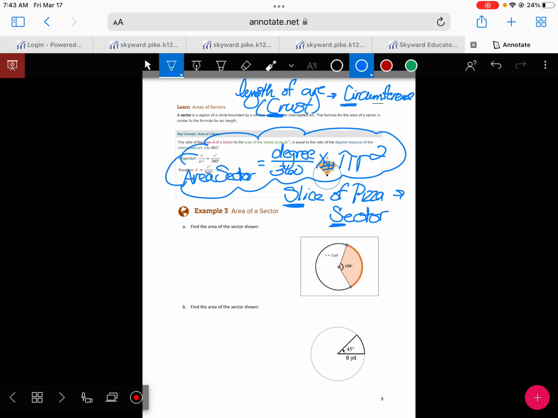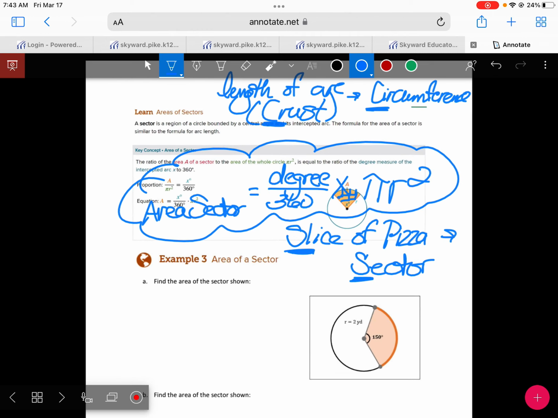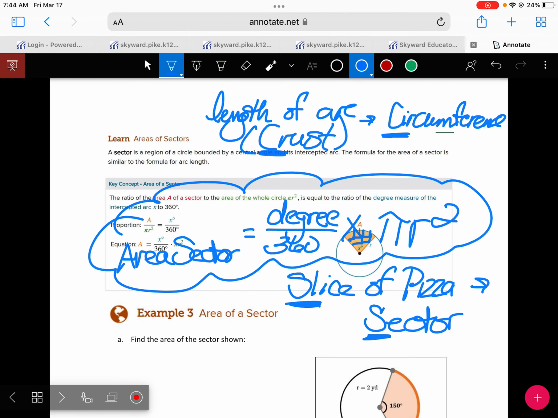Okay? Wait, so what, like, if we write degree over 360? Well, it's going to be whatever the degree of the arc or angle is. Yes. But whatever that degree is, you put it over 360 because there are 360 degrees in the whole circle pizza, times the area of that pizza. And we'll have to see if they give us the radius or the diameter. Okay?